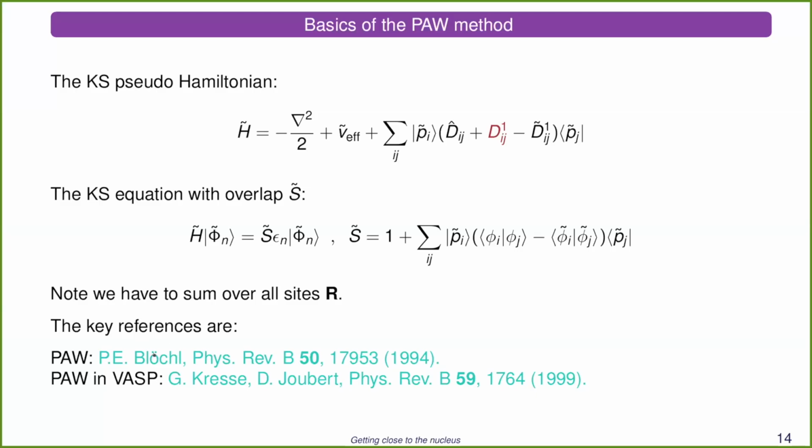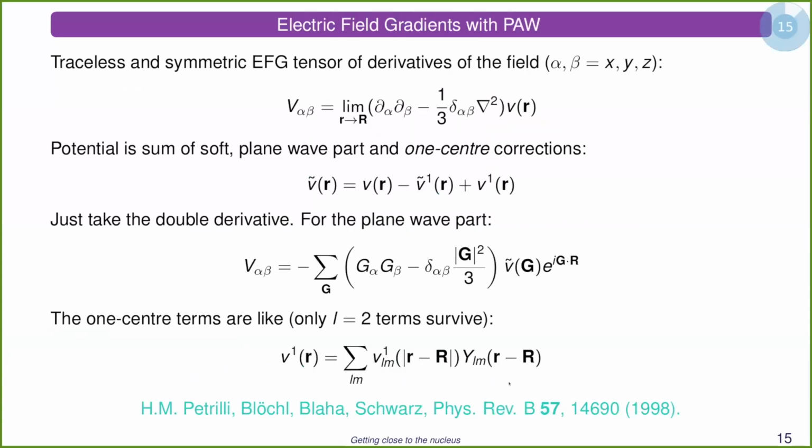And these are the key references. We've already seen the Blügel paper, and this is on how it is done inside VASP. So that's the basics of the PAW method. And now what we're going to do is first talk a little bit about electric field gradients. Electric field gradients is something that you can rather easily calculate with the PAW method, and that you can measure with NMR, with NQR, with Mössbauer.